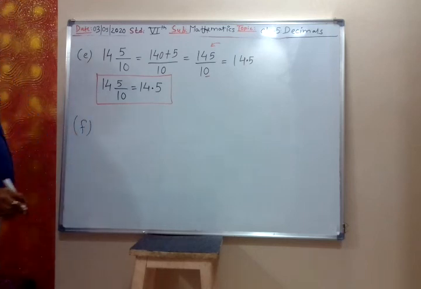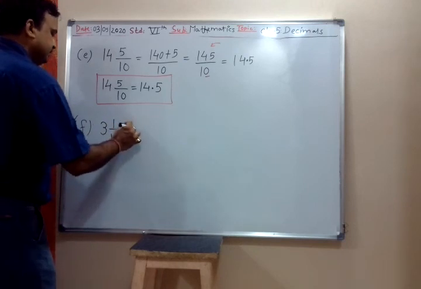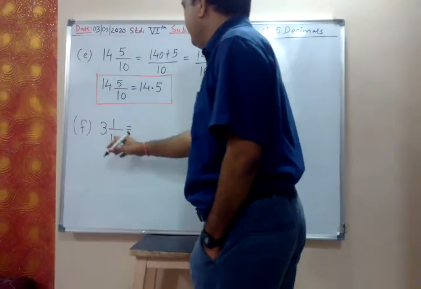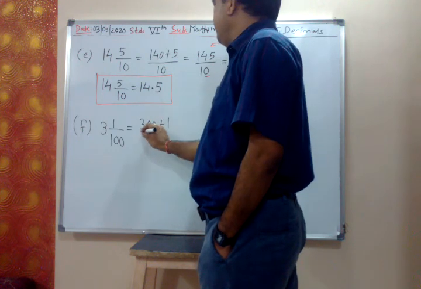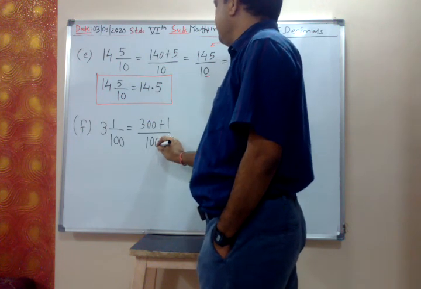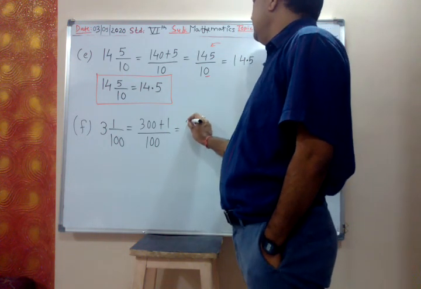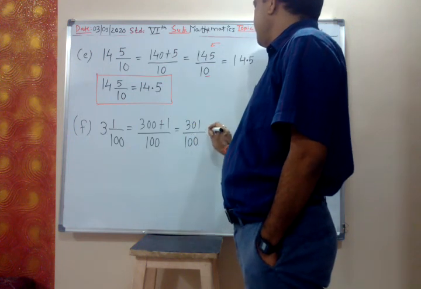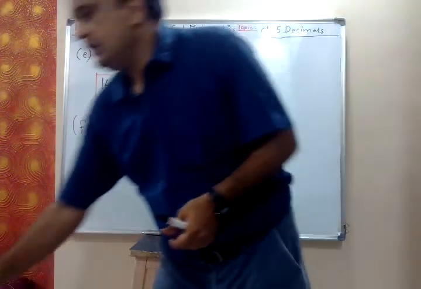Yes, F. 3 is to 1 upon 100. So simplify this. 100 into 3, 300 plus 1 upon 100. 300 plus 1 upon 100, that is 301 upon 100. Now denominator, there are two zeros.